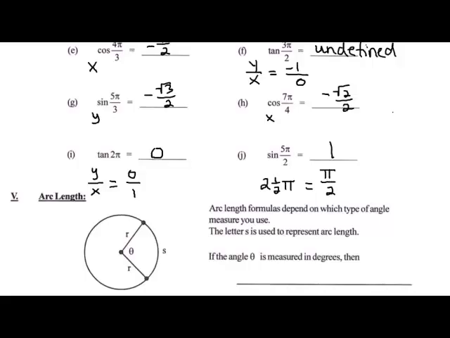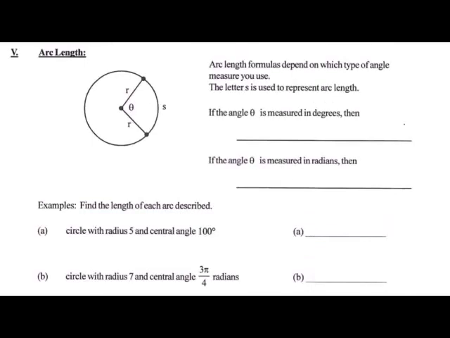The last section in our notes is arc length. The arc length formulas depend on which type of angle measure you use, and the letter S is used to represent the arc length. So if we look at our unit circle here, remember the radius is r, and then theta is the angle that we're using, and S is the arc. So this is the arc right here, the arc length.